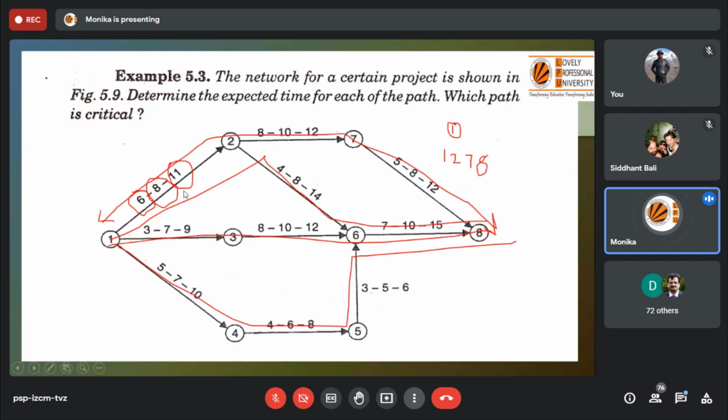But here, despite these three time estimates, only one time is written, which is the expected time. And even if the time is not given here, you can just calculate the mean expected time. You can redraw the network and you can calculate those durations also.